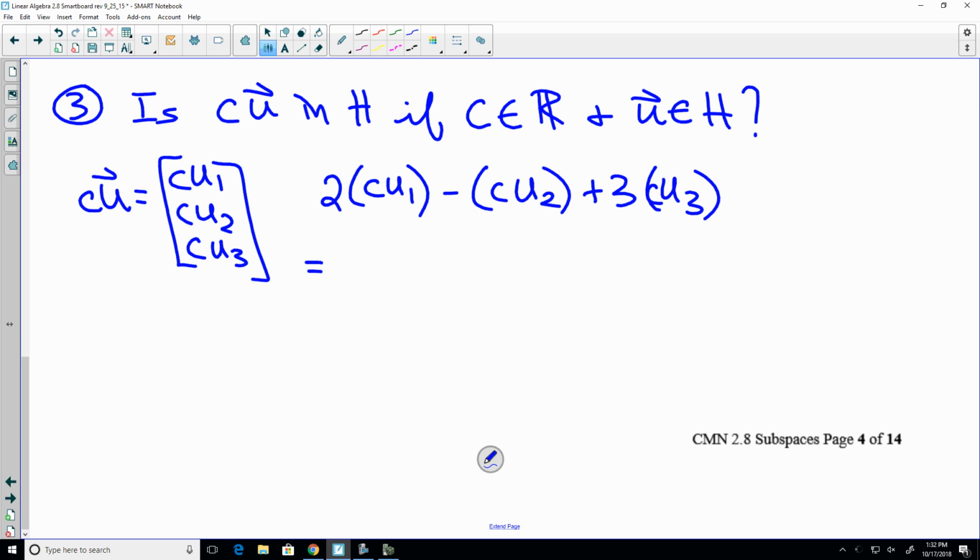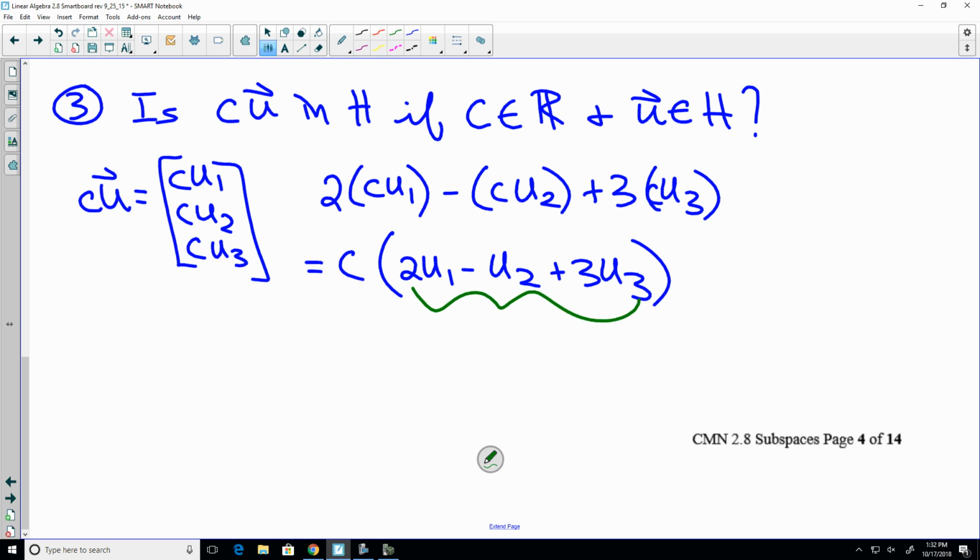So can I do that? Tell me how. What do I do first? Factor out the scalar, good. So there's a scalar factor in every term, so I factor it out. Okay. And what is this guy right here? 0, because u is in H. It's a solution to that equation, right? So that has to be 0. And c times 0 is 0. So we did it.